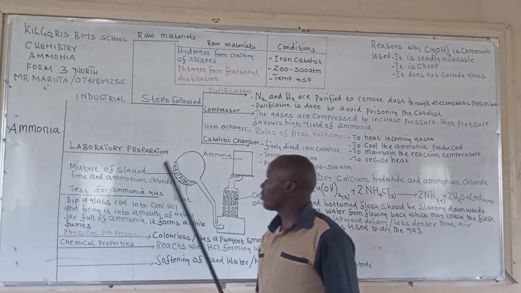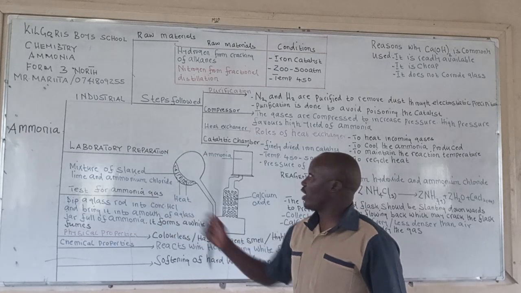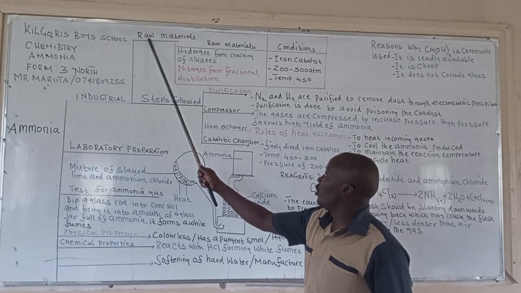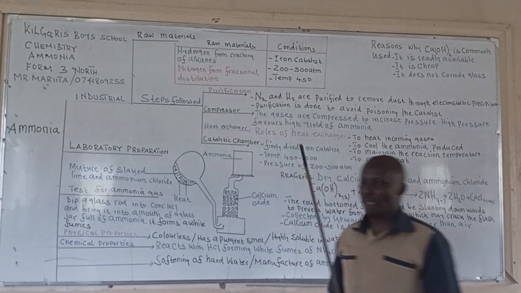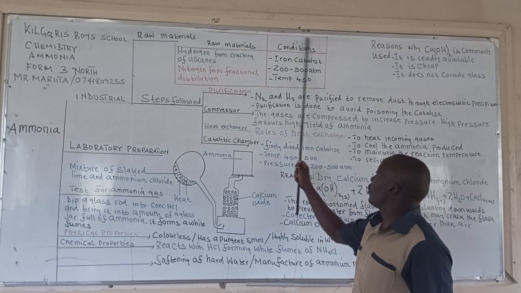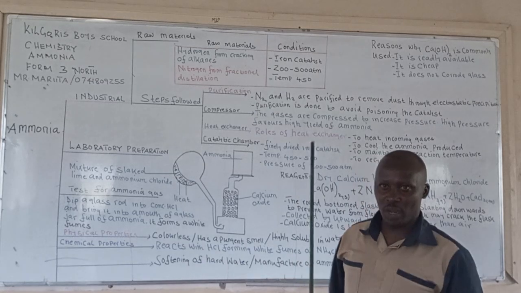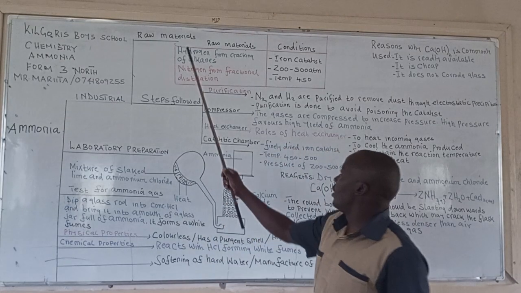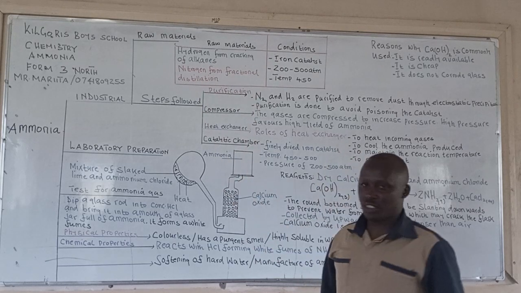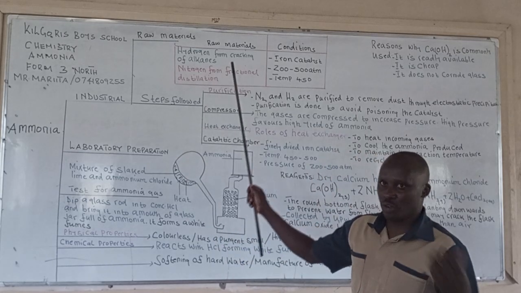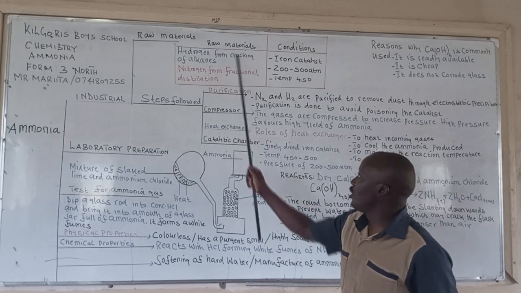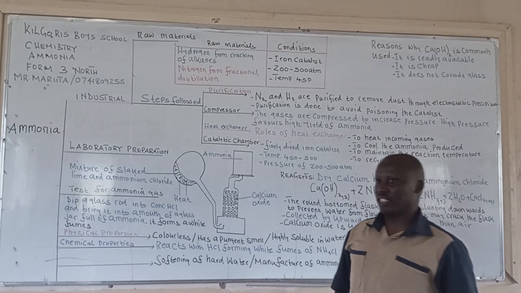So we have ammonia. First we can start with the industrial preparation. In the industrial preparation, we need to have first of all the raw materials required, their sources, and of course the conditions. One raw material required for the preparation of ammonia is hydrogen. You can get it from cracking of alkanes, from crude oil, or from biogas.